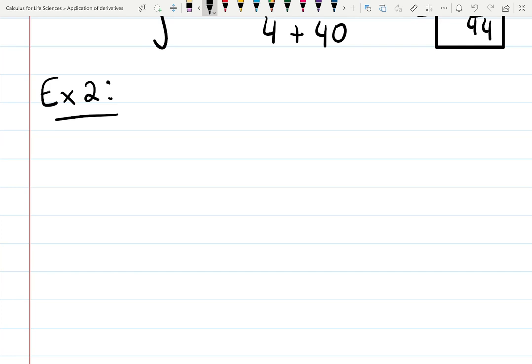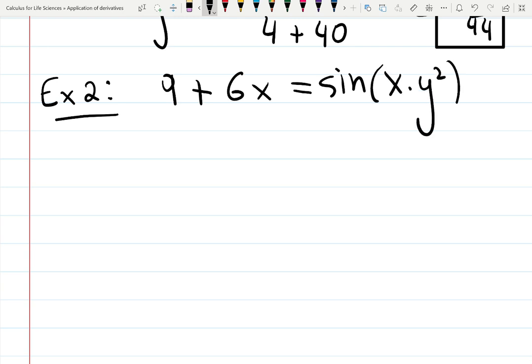Example number 2. 9 plus 6x equals sine of x times y squared. Chain rule. How do I know chain rule? Because there's something inside of the sine, and that something is complicated. What do you think? Yes?